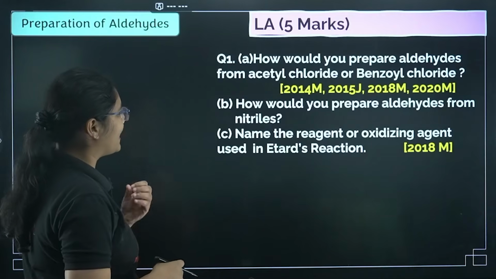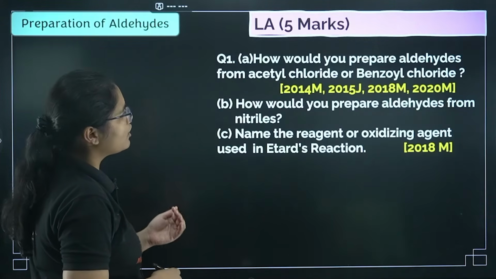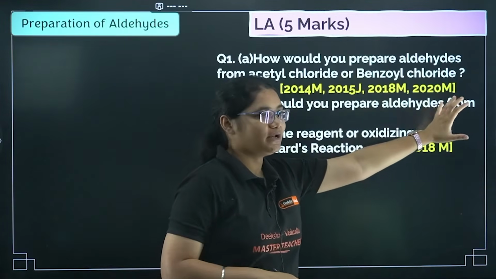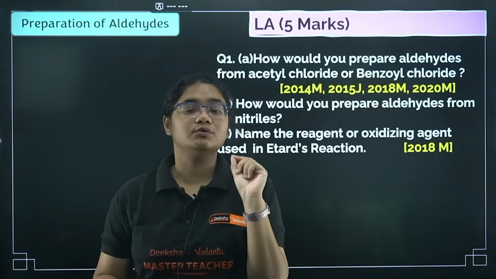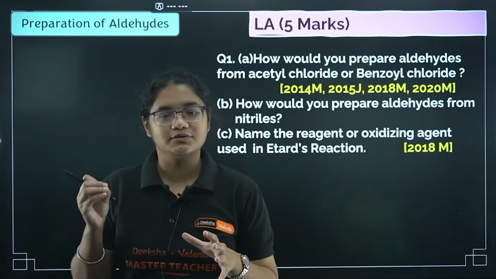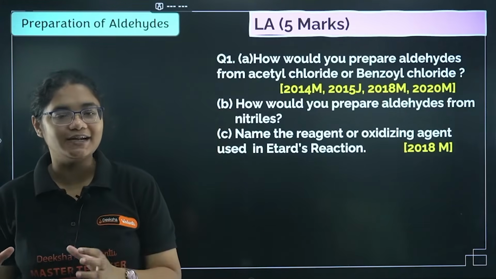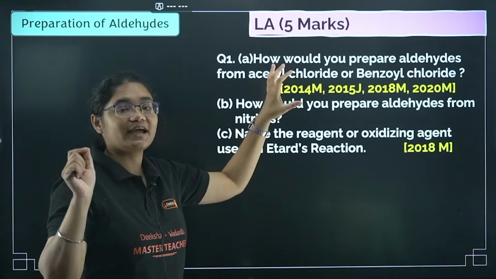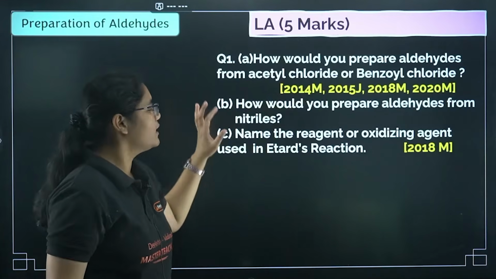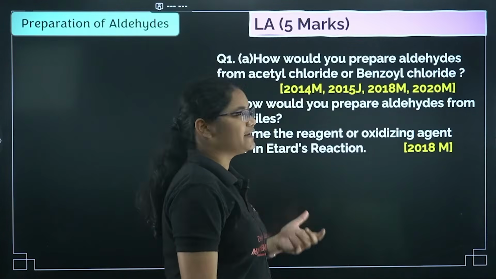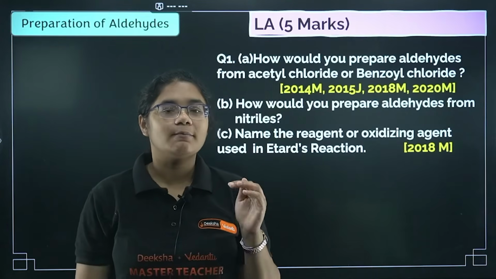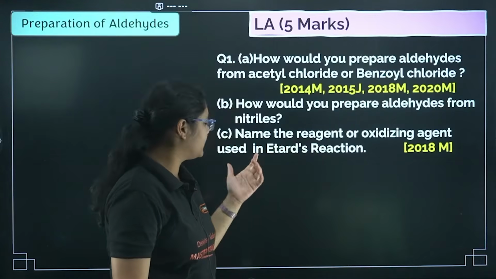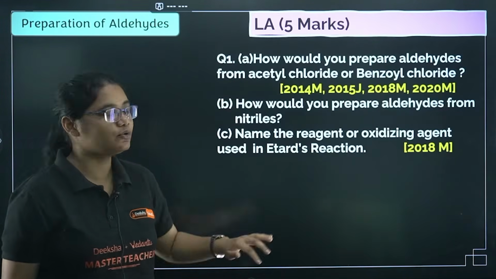How would you prepare aldehydes from acetyl chloride or benzoyl chloride? If you remember, for acetyl chloride or benzoyl chloride we have a reaction called the Rosenmund reaction, which converts acyl chlorides to aldehydes. The reagent used here is H2 with palladium on barium sulfate. How do you prepare aldehydes from nitriles? Just now we solved this in the MCQ using the Stephen reaction. Next, name the oxidizing agent used in Etard reaction. It is CrO2Cl2.